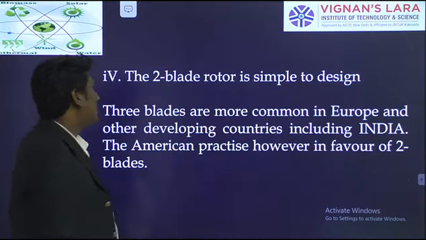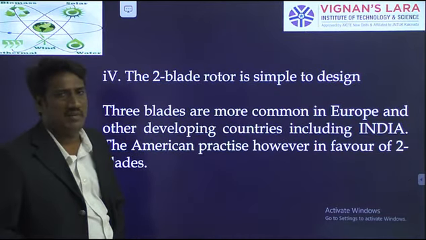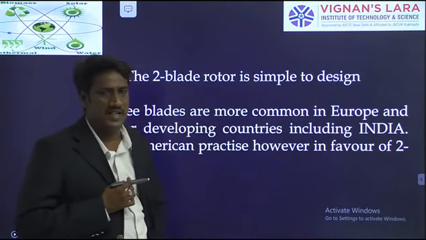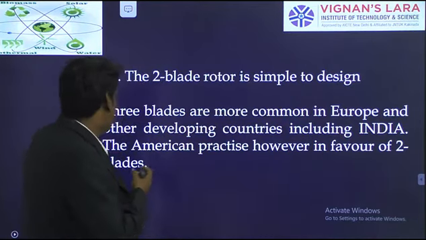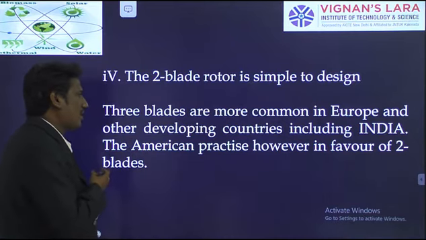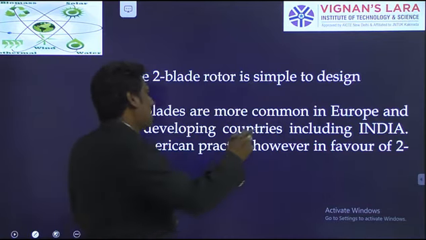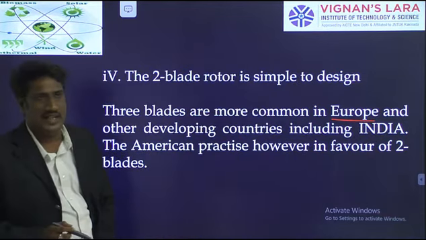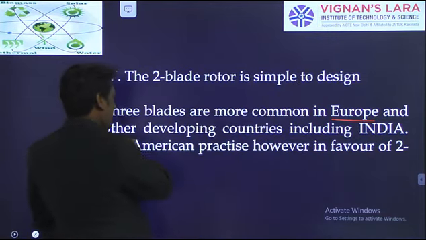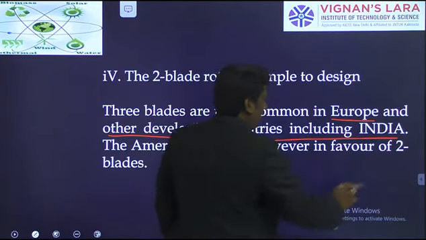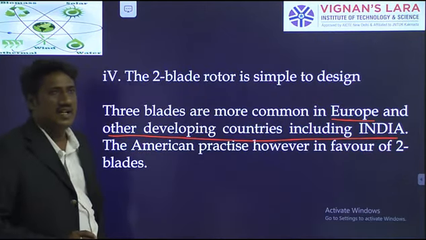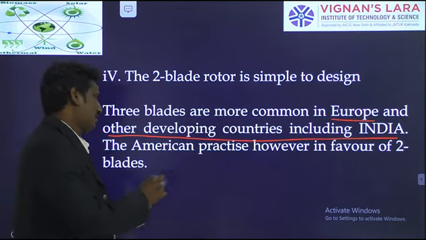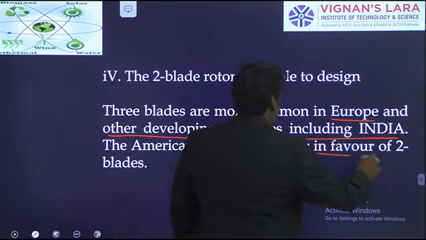And the 2 blade rotor is simple in design, because only 2 blades are connected. 3 blades are more common in Europe and other developing countries like India, whereas in the USA the 2 blade structure is more favorable. So you can observe that.